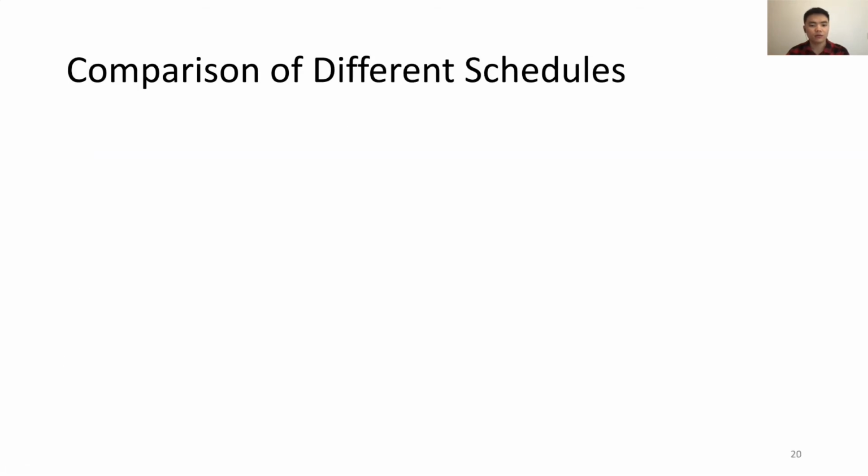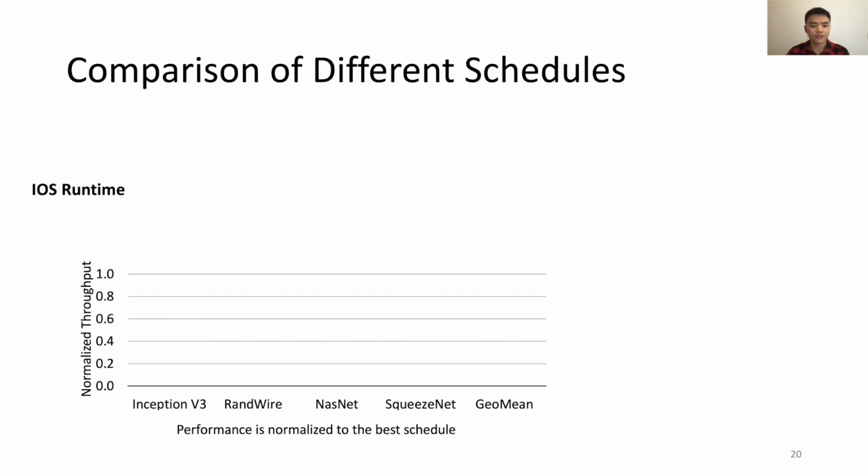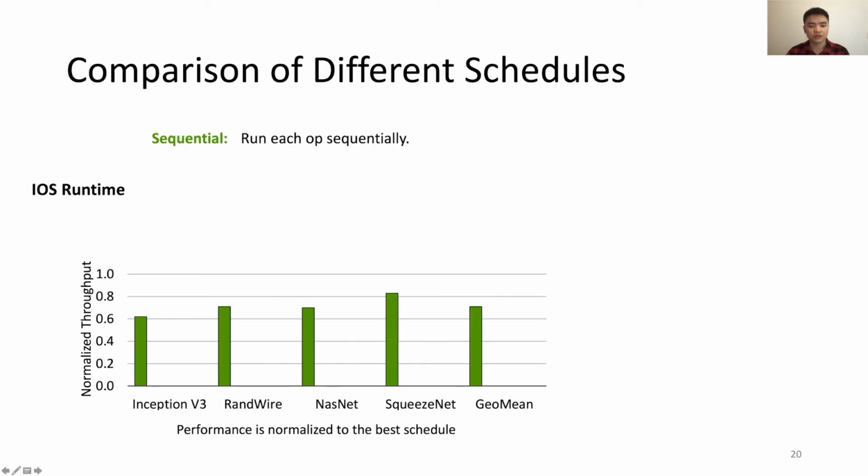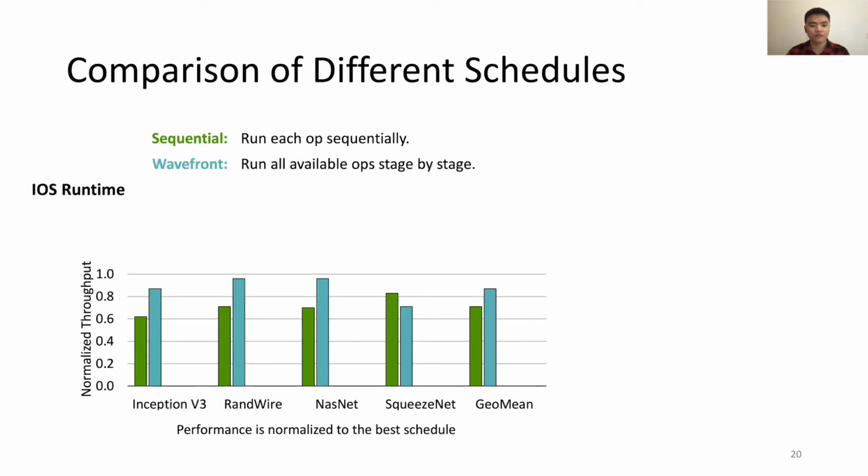We also compare with different schedules. For fair comparison, all schedules are compared on IOS runtime. The performance is normalized to the best schedule. Sequential schedule executes all the operators one by one according to some topological order of the computation graph. Wavefront schedule executes all available operators stage by stage.